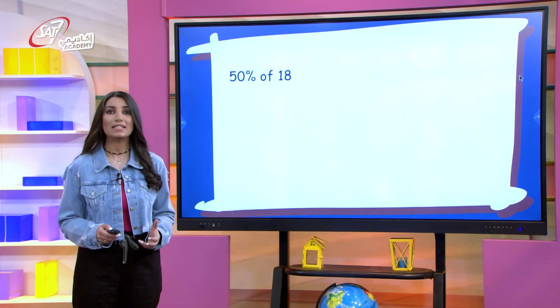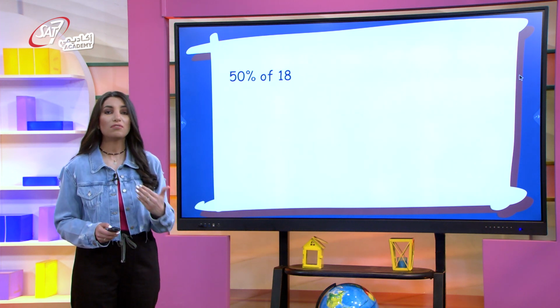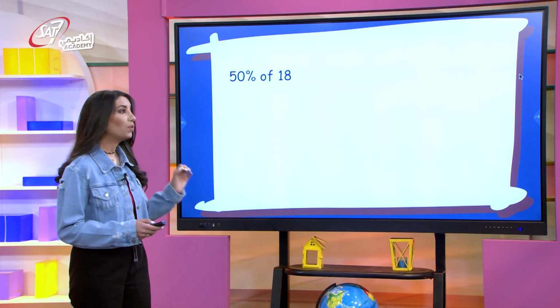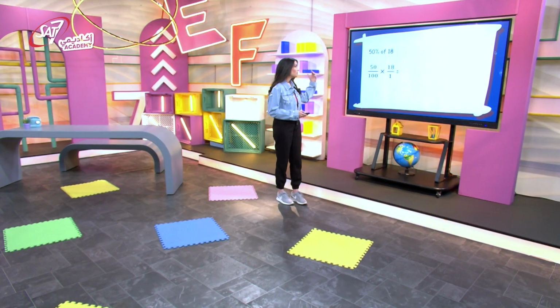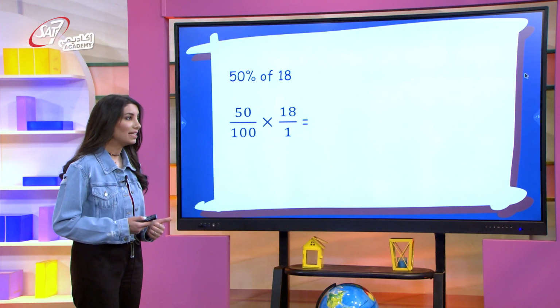50% of 18 is the same as 50 over 100 of 18. And the word "of" is a mathematical symbol, which is the multiplication sign. So now I am multiplying 50 out of 100 by 18 out of 1. You can transform any number into a fraction by making the denominator 1. Saying 18 out of 1 is just the same as saying 18.